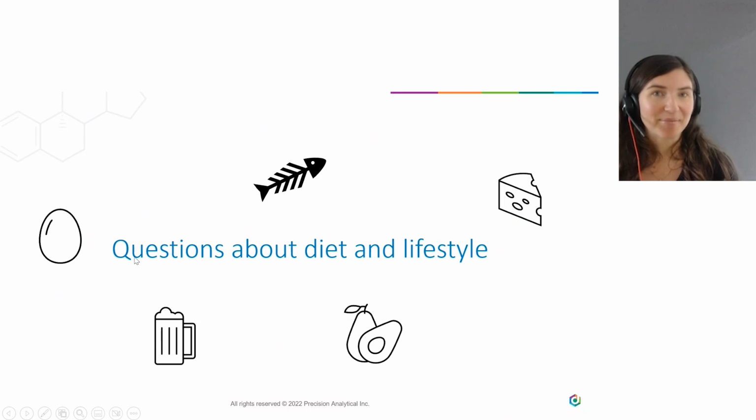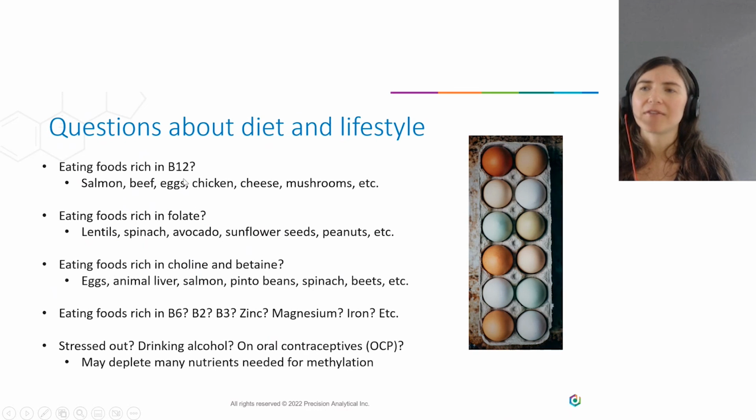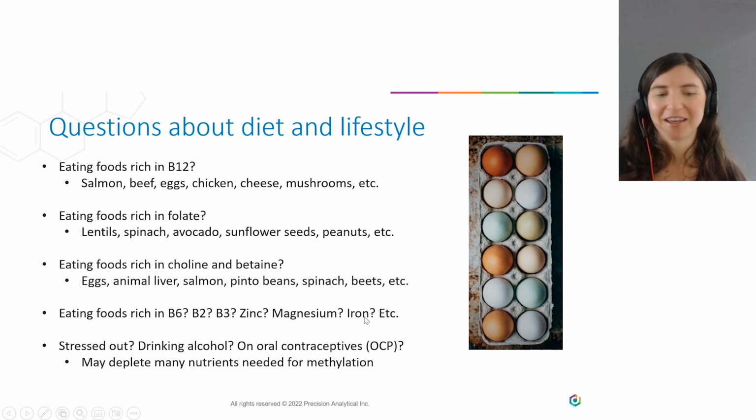You can also ask questions about diet and lifestyle. Are you eating foods rich in B12? A lot of these foods, like the salmon, the beef, the eggs, especially beef liver, are high in choline too. Are you eating foods rich in folate? What about choline and betaine? Betaine is in the spinach and the beets. Eating foods rich in B6, B2, B3, zinc, magnesium, iron. You could do a quick Google search and figure out what foods those are highest in.